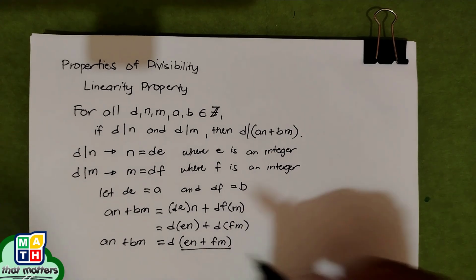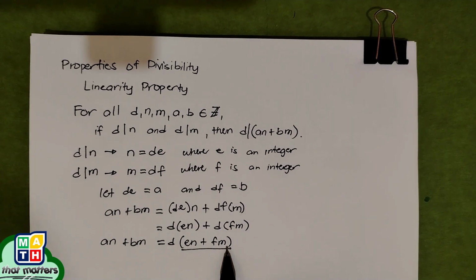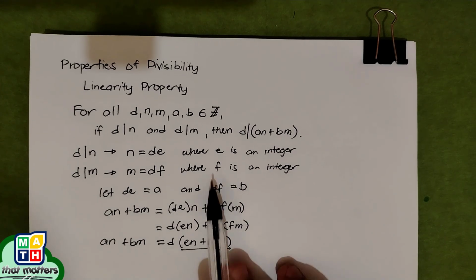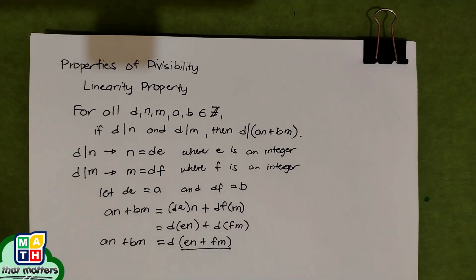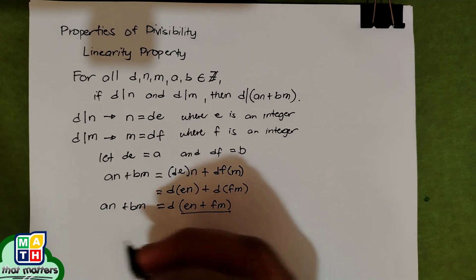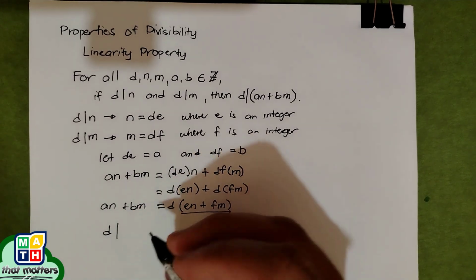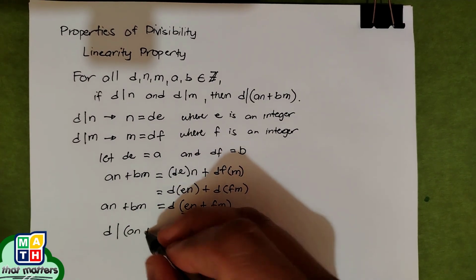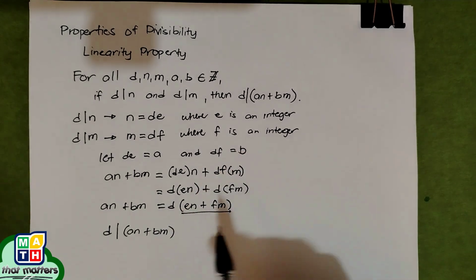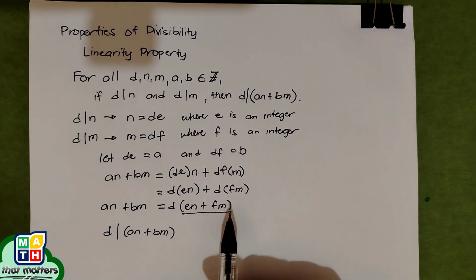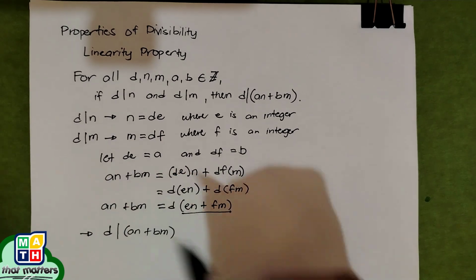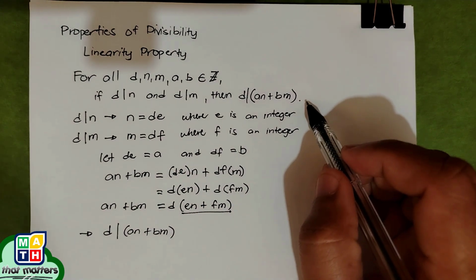Of course, we know this since N and M as well as E and F are integers, then we could come up with an expression for divisibility which tells us that D divides AN plus BM, where of course this is any integer. And what is this, by the way? This is the end goal of this property.